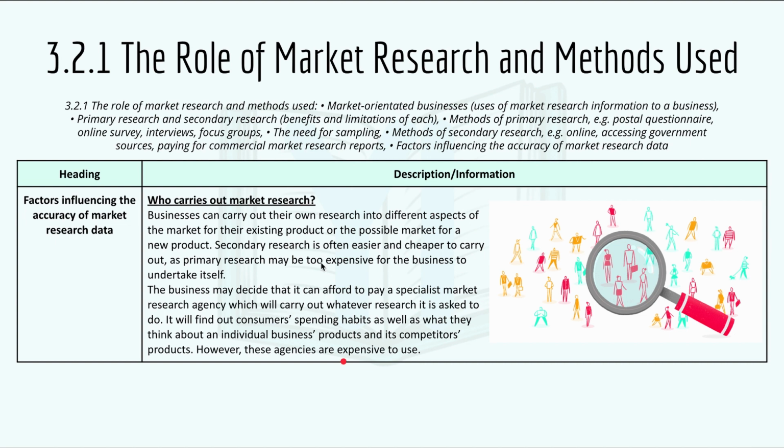Then we have who carries out the market research. Businesses can carry out their own research into different aspects of a market for an existing product or the possible market for a new product. Secondary research is often easier and cheaper to carry out, as primary research may be too expensive for the business to undertake itself. And the business may decide that it can afford to pay a specialist market research agency, which will carry out whatever research it is asked to do.